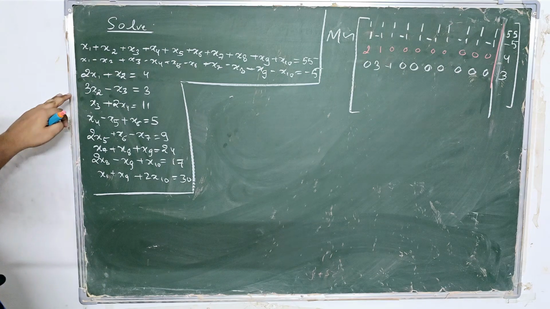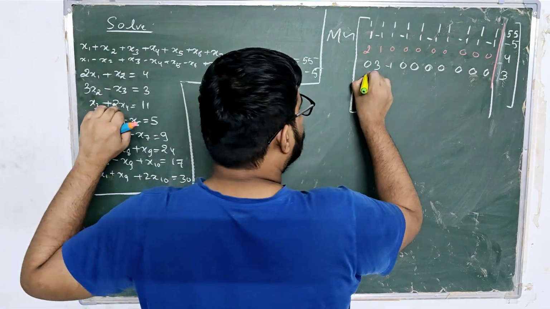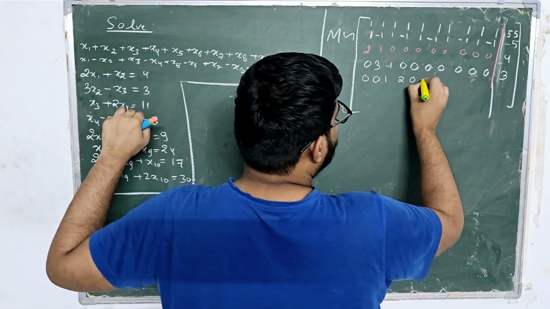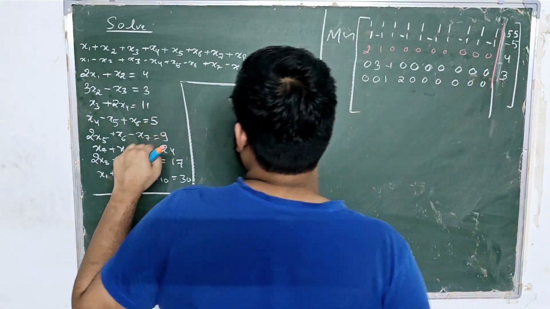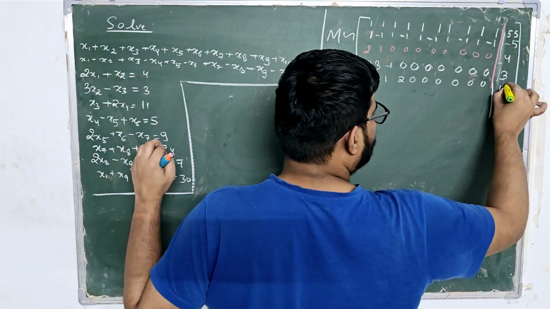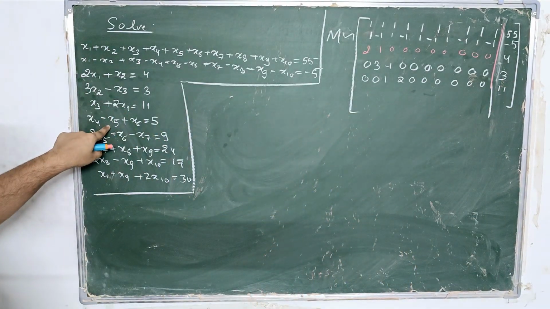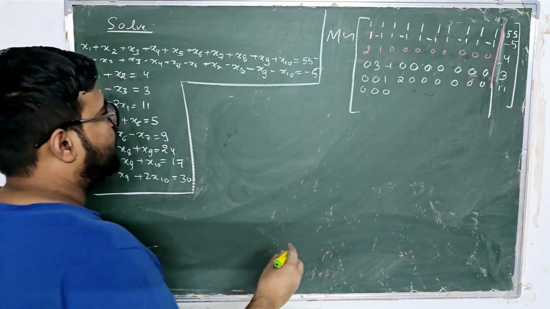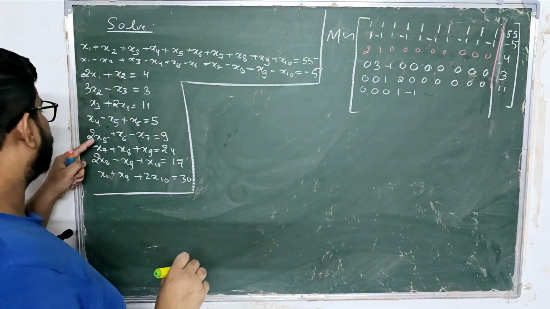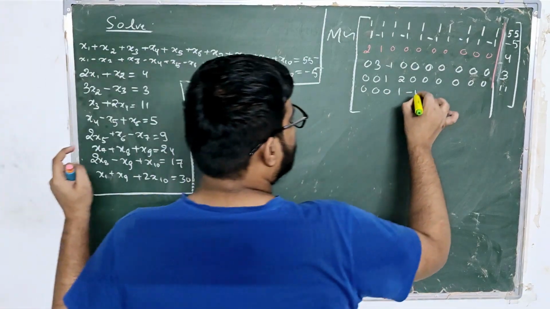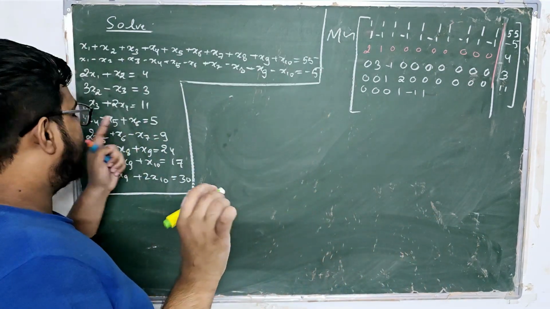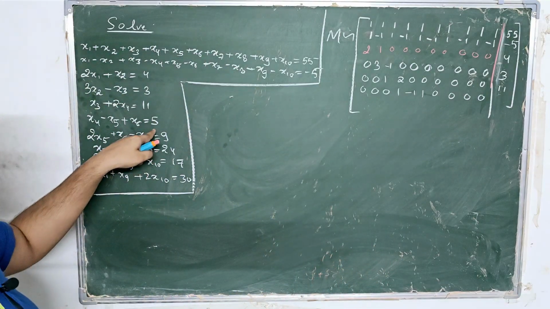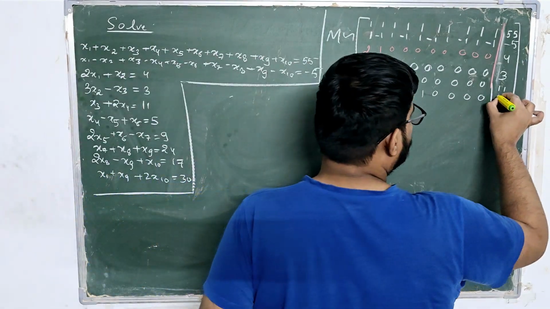Now we have x3 plus x4, x3, x4 is equal to 11. Okay. Now we have x4 minus x5 plus x6, 0 0 0. x4 is 1. Okay. -1, -1 +1 and rest 0, is equal to 5. Okay, is equal to 5.